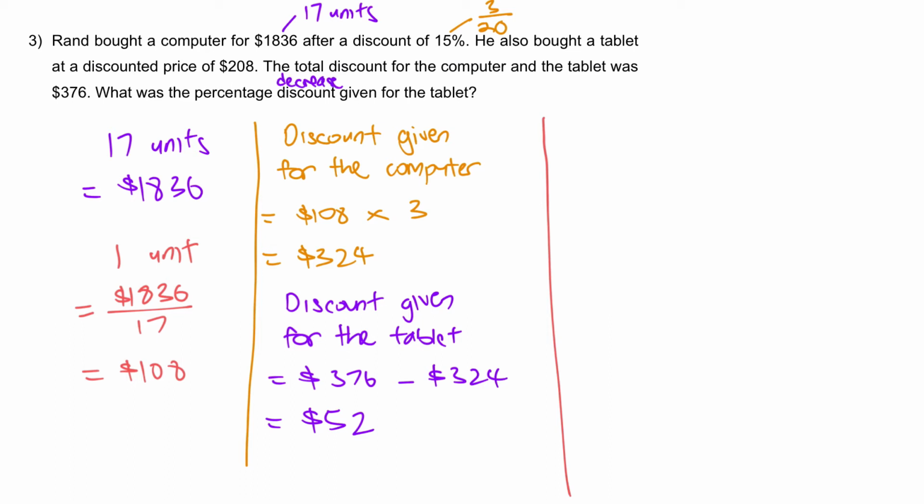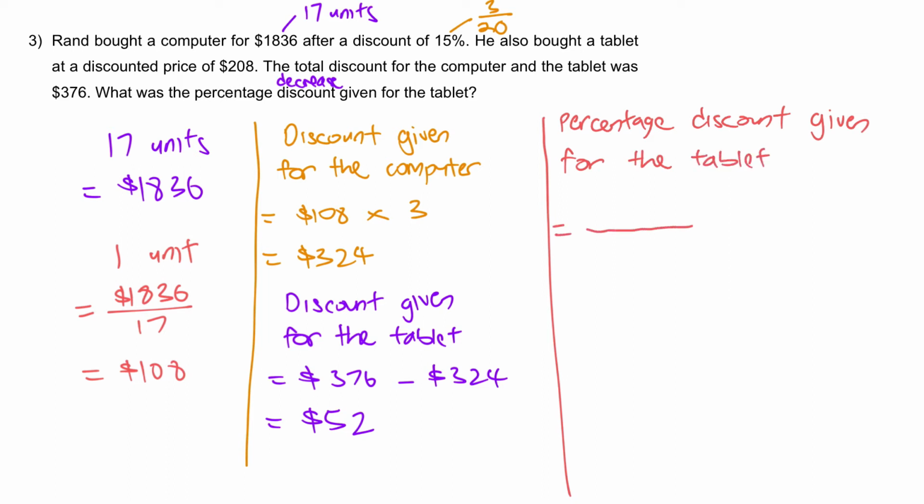So we just use the formula that you learned. For the percentage decrease, we need two things. Number one, the decrease amount, in this case, the discount amount, which is $52. And then for the denominator, we need the original price for the tablet, which is 208 plus 52. So let's find out the answer. Percentage discount given for the tablet.